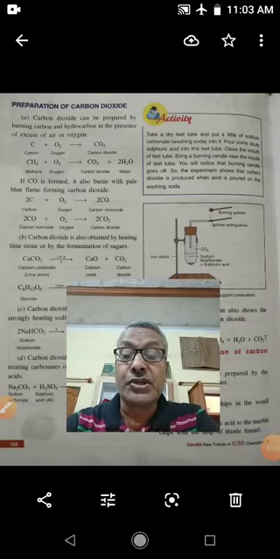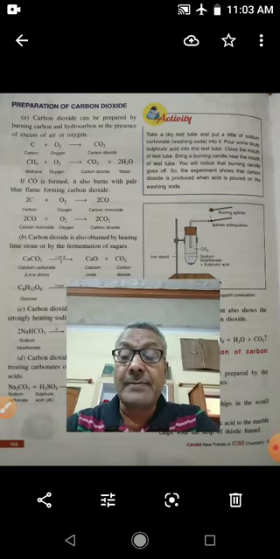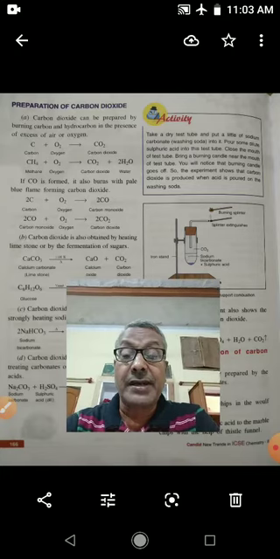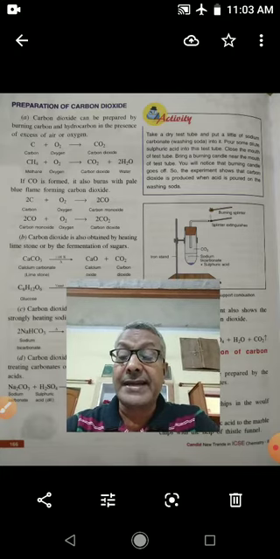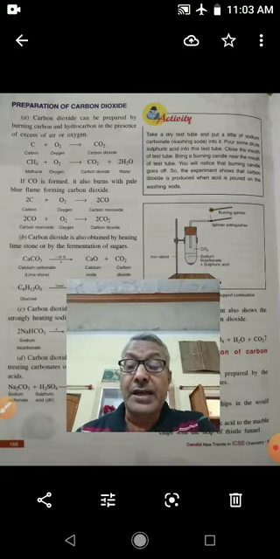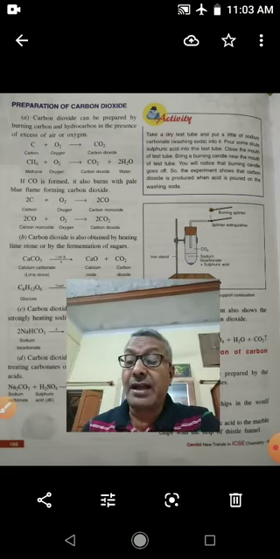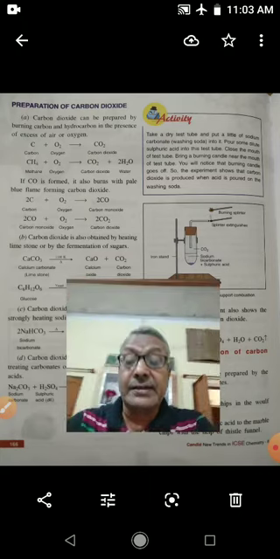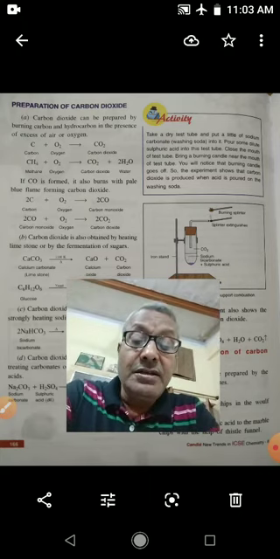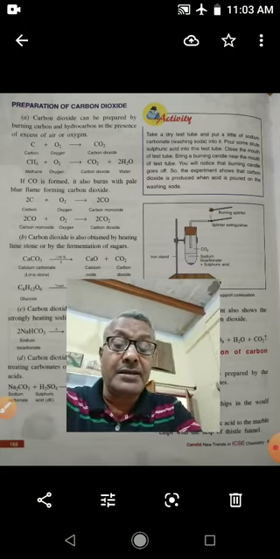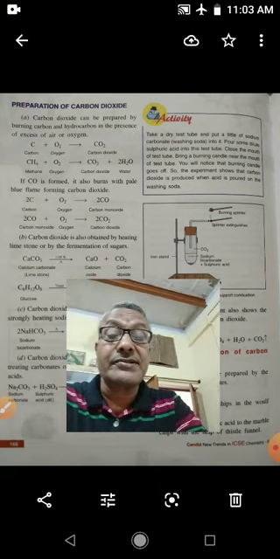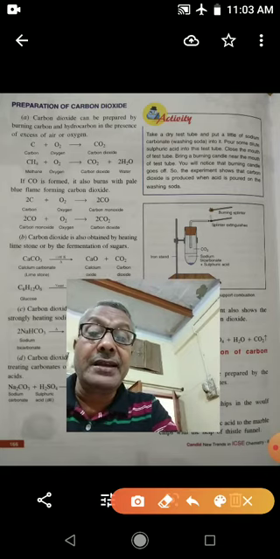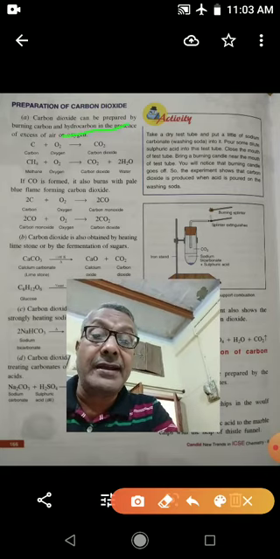You have to study preparation of carbon dioxide. How we can prepare carbon dioxide. There are various methods of preparation of carbon dioxide. In that, first method is by burning carbon and hydrocarbons. So carbon dioxide is prepared by burning carbon and hydrocarbon.